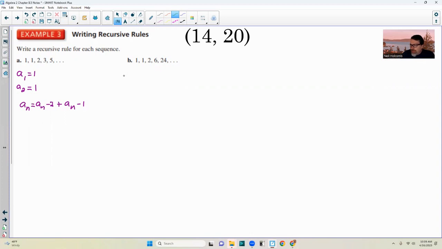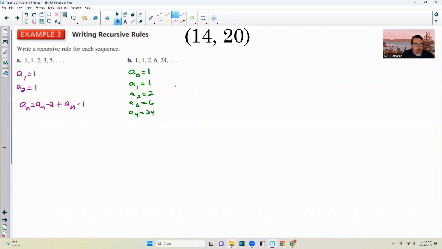So since this does not have a common difference or a common ratio, we can denote the first term by a sub 0 equals 1. A sub 1 equals 1. A sub 2 equals 2, and a sub 3 equals 6, and a sub 4 is 24. So I'm just going to do that first. And then, so what can we do with that?